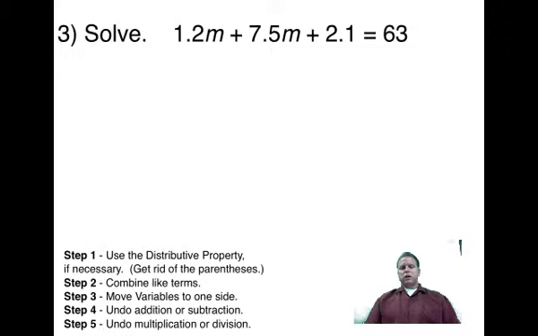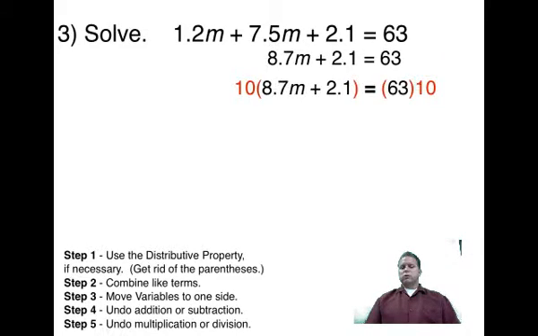Okay, so no distributive property, but there are like terms. So we combine those, we'll get 8.7m plus 2.1 equals 6.3. Sorry, 63. We want to get rid of the decimals, so we'll multiply by 10 again. It's not always going to be 10. Remember, it's how many digits you have after the decimal point, the one with the most digits. That's what we're going to use. So if we do that, we'll have 87m plus 21 equals 630.